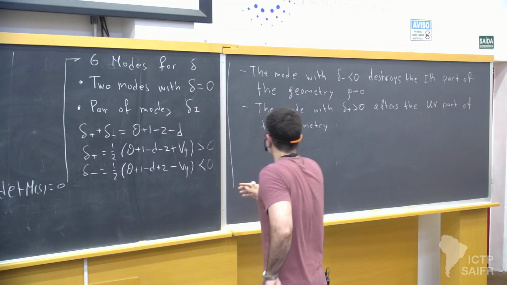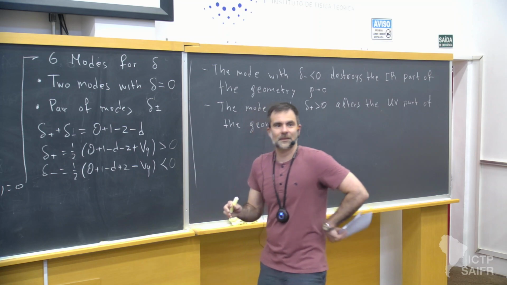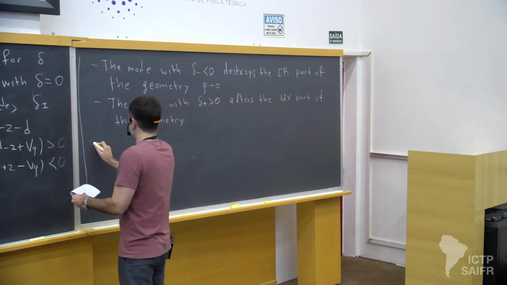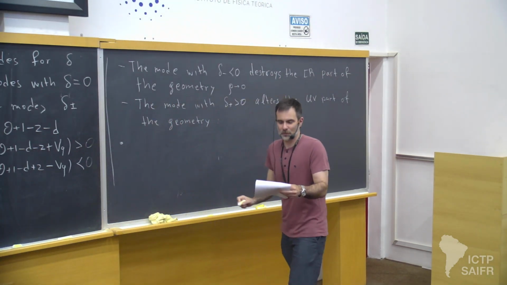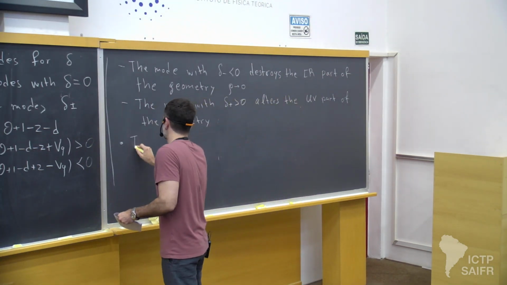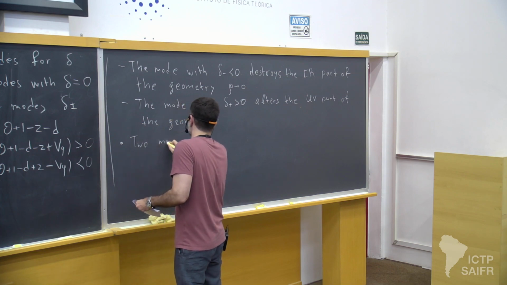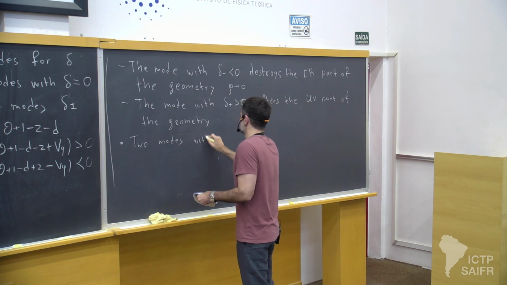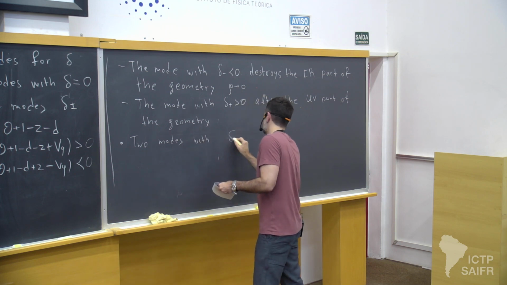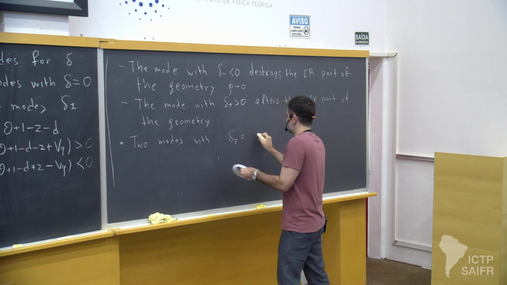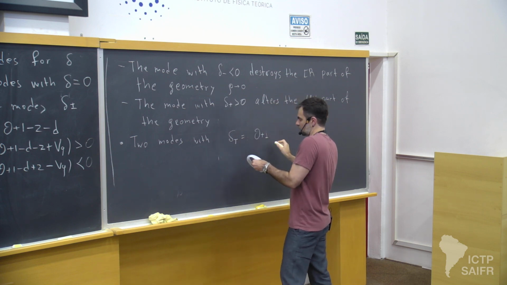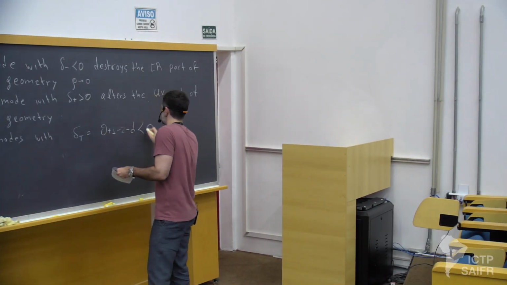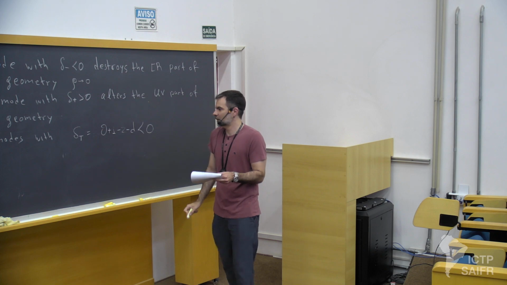Okay, how many modes have I talked about? 4. There are 2 more. And these are very nice modes. I like them. So there is another pair of modes, okay? And let's see what these modes are going to do. So there is another couple of modes with, I want to call them delta t, which have theta plus 1 minus z minus d, and this is negative. That's a negative number.